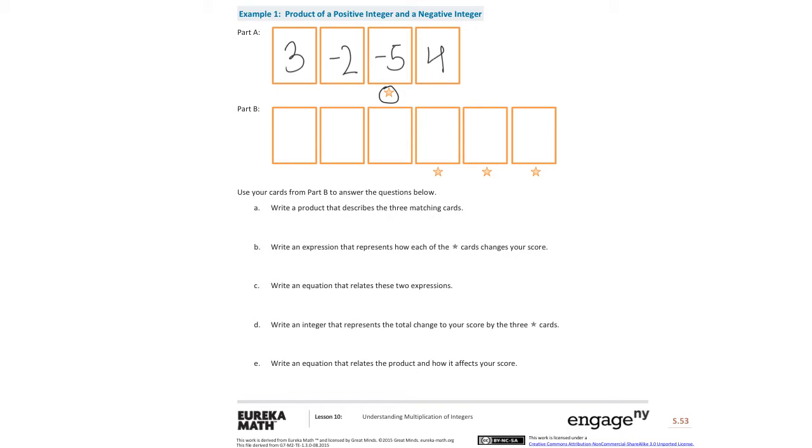As we look in part B, we see that there's 3 stars underneath the last 3 cards here. We are going to go ahead and put those as -5, since in part A, -5 is the card that has the star underneath of it as well. Now we're going to fill out the rest of our cards that were left on top. So that's 3, -2, and 4.